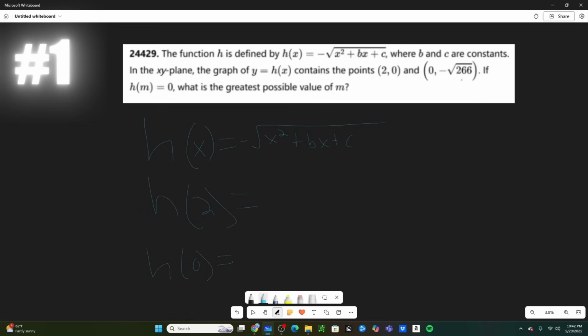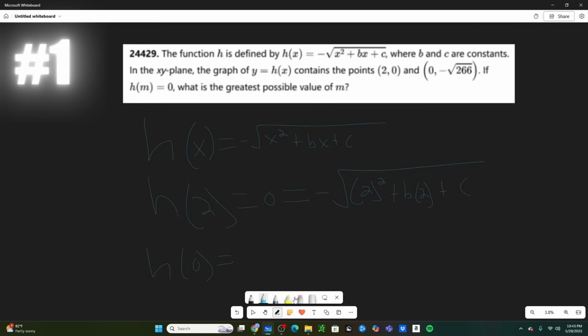They're giving you these points, so it's pretty clear that they want you to plug them in, right? And as you do more problems, you'll understand that you need to plug those in. So right here we have this point 2 comma 0, so let's plug that straight into the equation. So h of 2, so x is equal to 2, is equal to 0. But it's also equal to, if we plug it directly into the actual equation, negative times the square root of x squared, but here x is equal to 2, so 2 squared plus b of 2 plus c.